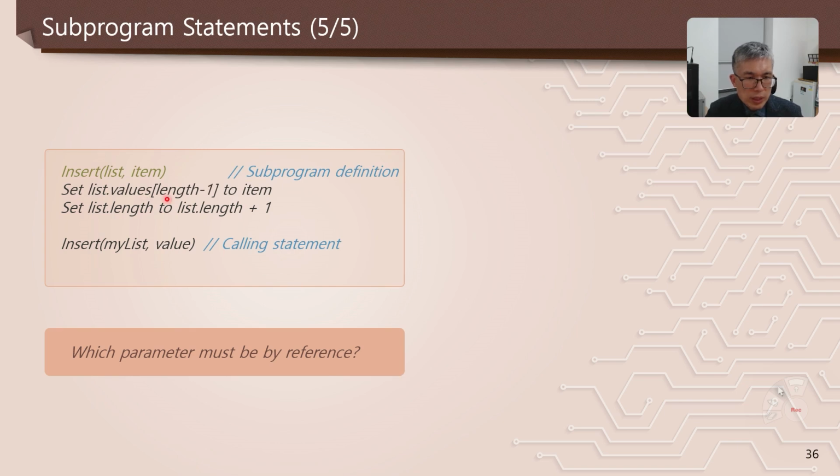Insert list item subprogram definition. So this sets a list of values. The last one goes to the item, and then the length case: list length is list length plus 1. We increase the length value, and then insert into my list the value. This is a calling statement. Okay, this is actually the definition of the subprogram function. So which parameter must be by reference?